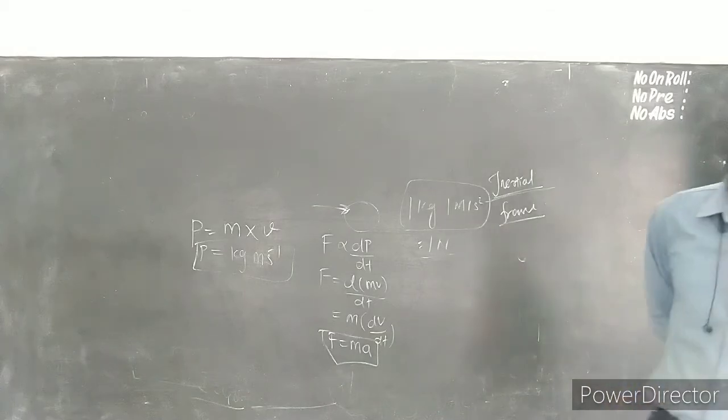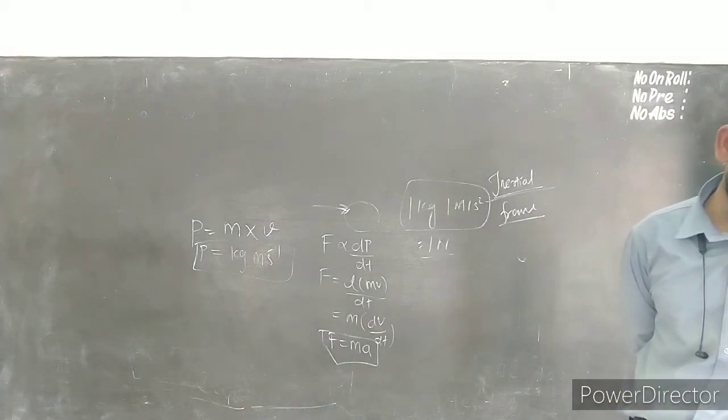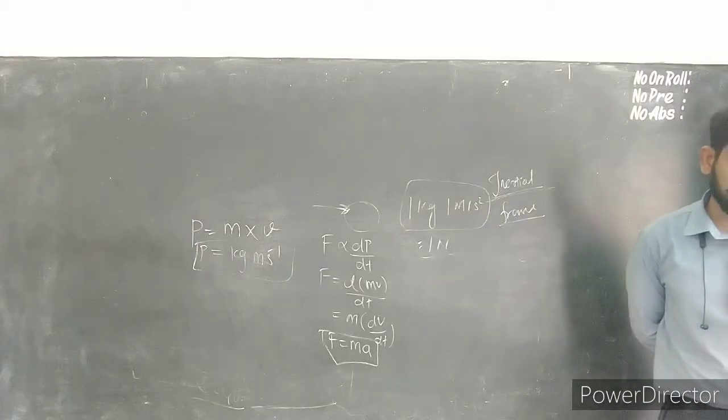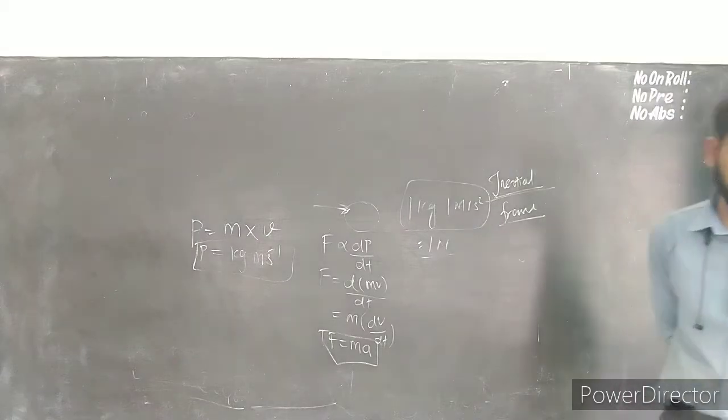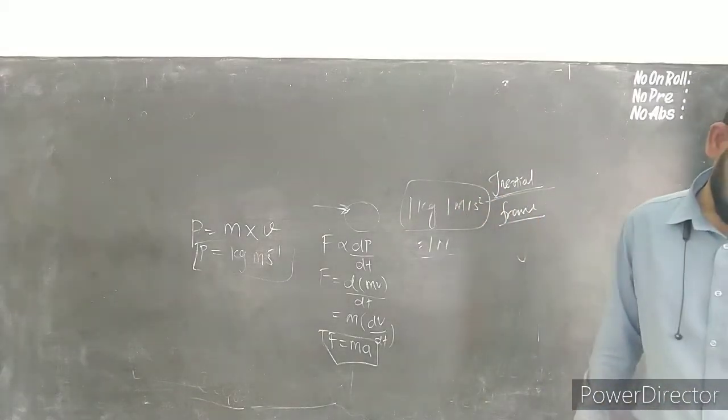See, in non-inertial frames, Newton's second law cannot be used in this form. It requires some modifications. Okay, 1 Newton is a 2-mark question. 1 Newton is defined as the force which acts on 1 kg of mass to give an acceleration of 1 meter per second square. It is called 1 Newton.